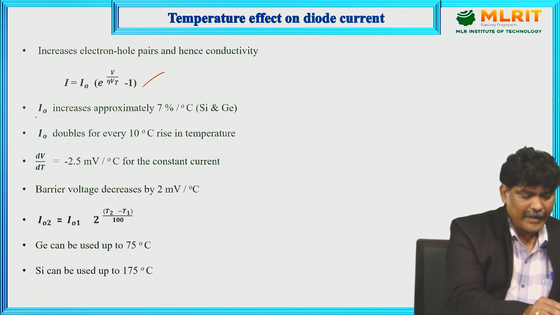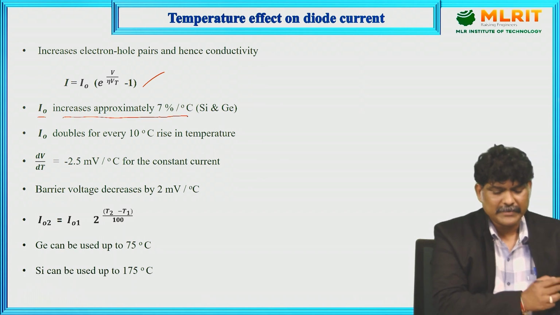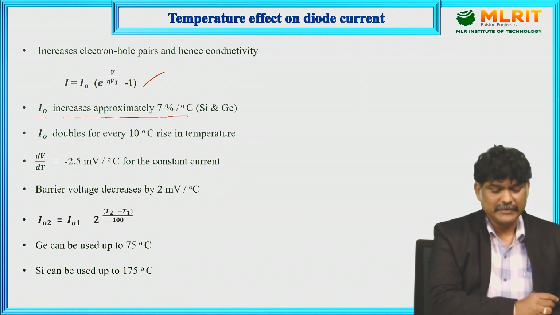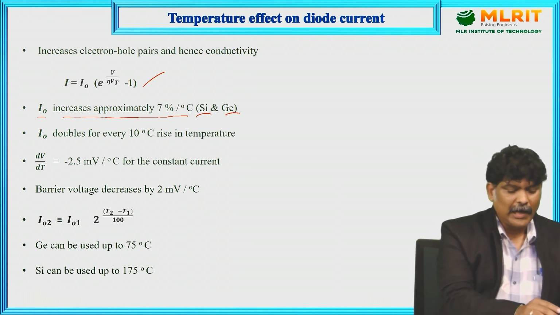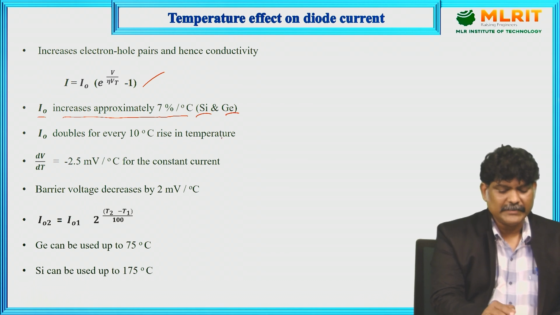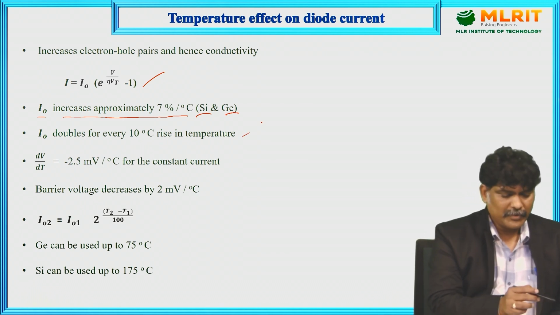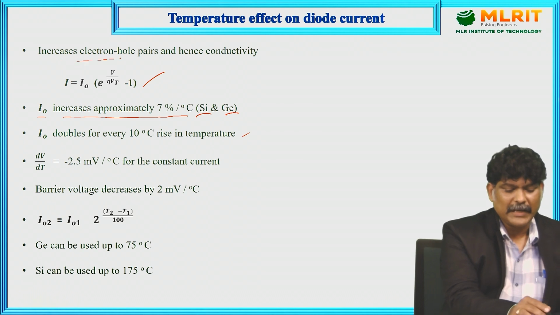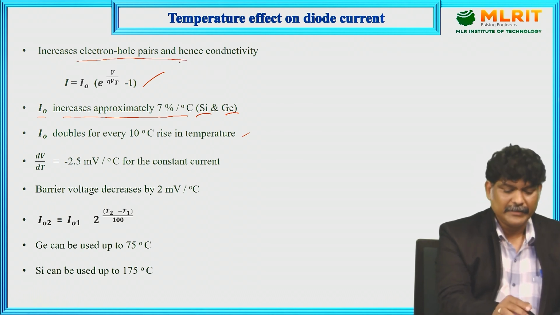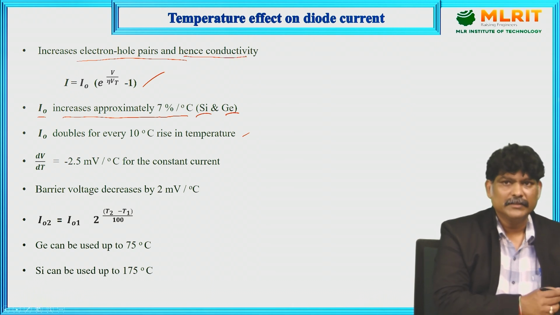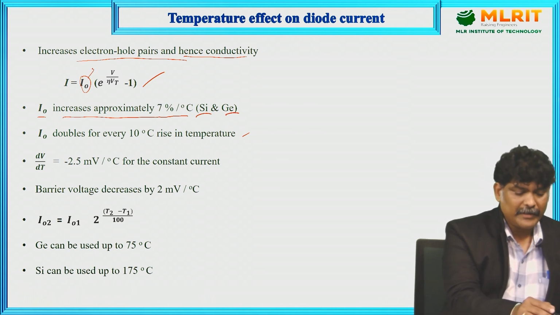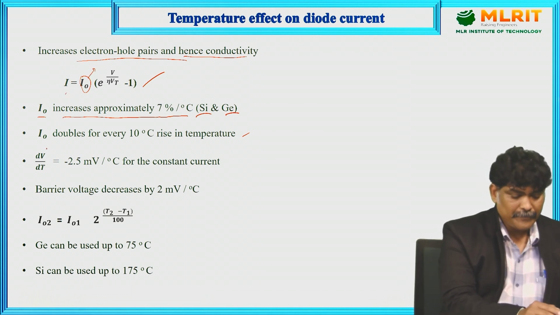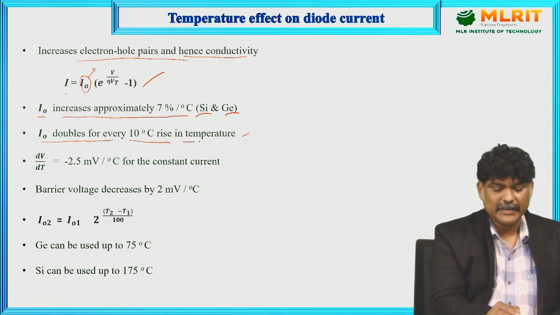I naught increases approximately 7% per degree rise in temperature. This holds for both silicon and germanium. I naught doubles for every 10 degrees centigrade rise in temperature. This is also important. Due to the increase in electron hole pairs and their movement, the conductivity also increases, so I naught also increases. If I naught increases, I also changes. I naught doubles for every 10 degrees centigrade rise in temperature.